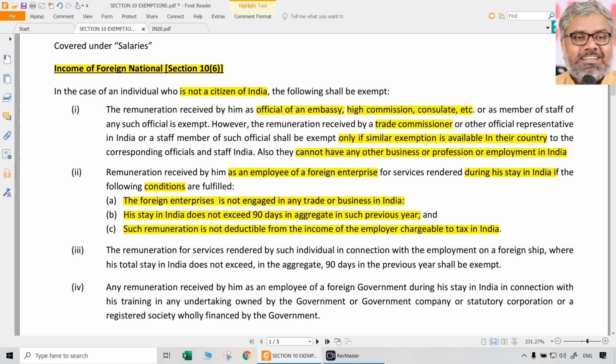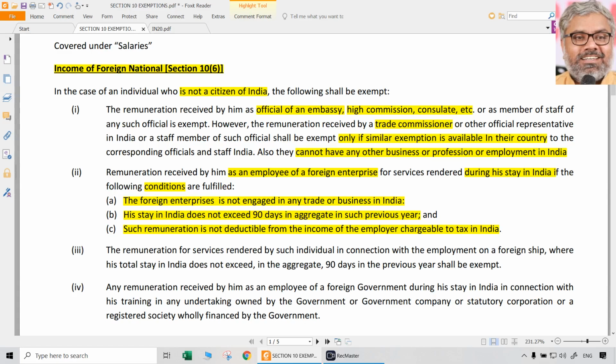Then another condition is that the remuneration which is paid to this employee of the foreign enterprise, since it is exempt under section 10(6), cannot be claimed as a deduction from that employer's income. Whoever that employer is, that foreign enterprise, from their income this amount of salary paid to the foreign national cannot be given as a deduction while calculating the income of that employer. Why? Because the logic is that it was already given as an exemption in the hands of the receiver of the income. The same amount is not given as a deduction for the payer of the income.